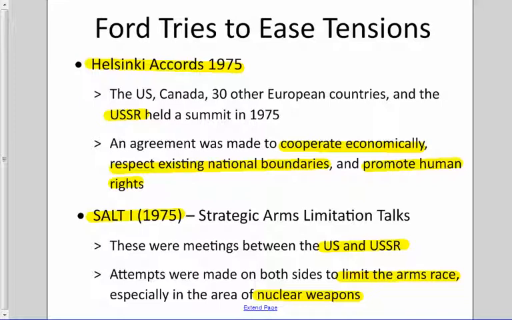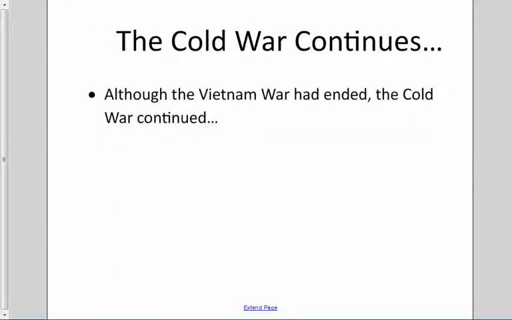So does that mean the Cold War's done? We're getting along with the Soviet Union, right? Well, the Vietnam War is done, but the Cold War is not. The Cold War is going to continue all the way through the end of the 80s. But that is the end of your notes, and we will start the next set with part 3 of the study guide.